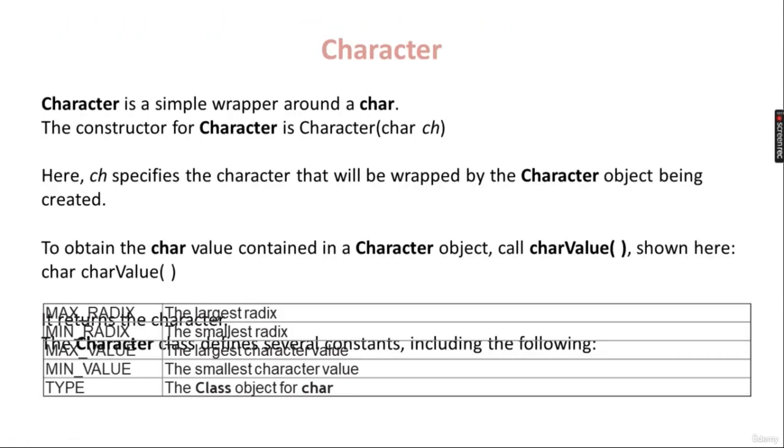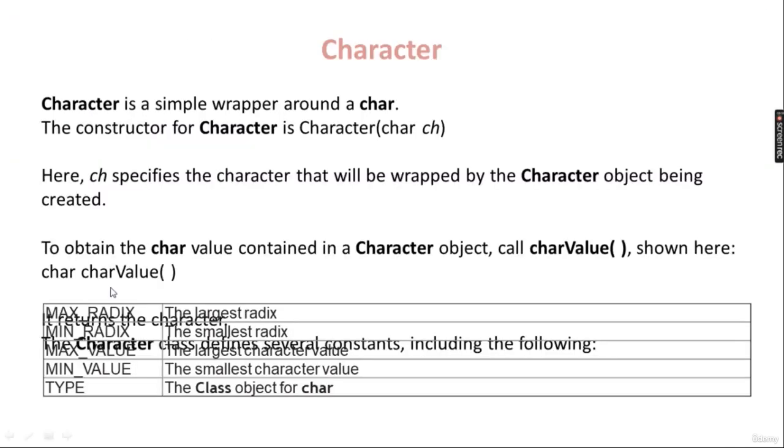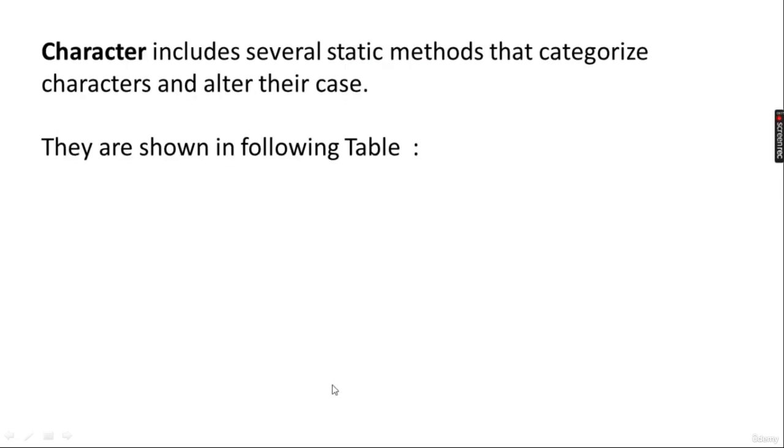Okay, then Character is a simple wrapper around a char. A constructor for Character is Character(char ch). Here ch specifies the character that will be wrapped by the Character object being created. Okay. To obtain the char value contained in a Character object, call charValue. Okay. MAX_RADIX is the largest radix, MIN_RADIX the smallest radix, MAX_VALUE the largest character value, MIN_VALUE the smallest character value, and TYPE is the Class object for char.